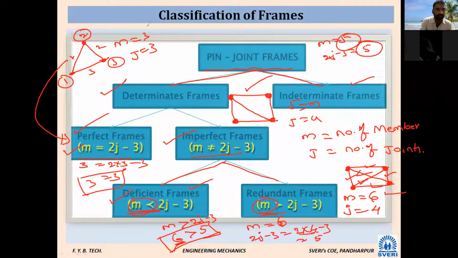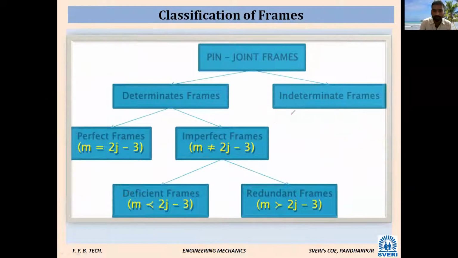Okay, I will draw like this. One more diagram I will take. Now you have to tell me. It's deficient. Yes, good. How many members are there? M is equal to 4. How many joints? Joints are also 4.